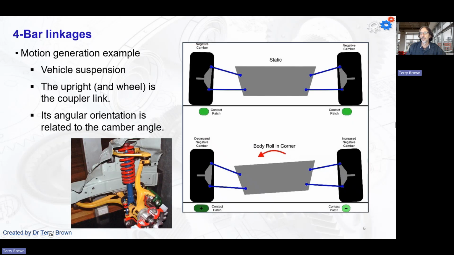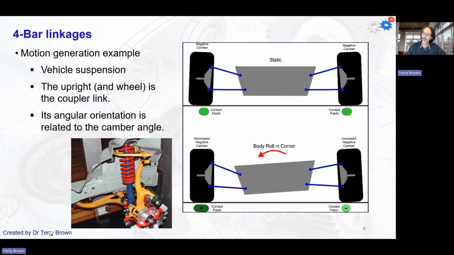So other examples or practical applications for motion generation. The first one here I've got is for vehicle suspension. If you look at just one side of the car, so this is looking at the front or the back of the car, and we've got double wishbone or double A-arm suspension. This is what it actually looks like, down in the bottom left-hand corner.